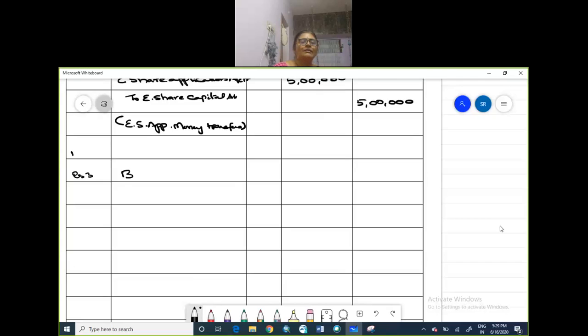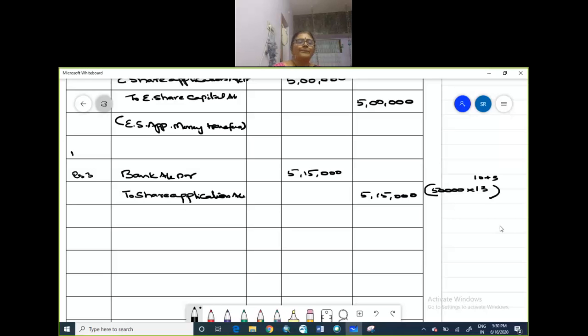Okay. So, bank account debit to share application account. How much is going to go? 50,000 into how much? How much is the premium I'm going to get? Premium of rupees 3, right? So 10 plus 3, 13 rupees. So what is the amount that is going to go to the bank? 5 lakh 15,000. Okay, 5 lakh 15,000. Application money, share application money received.